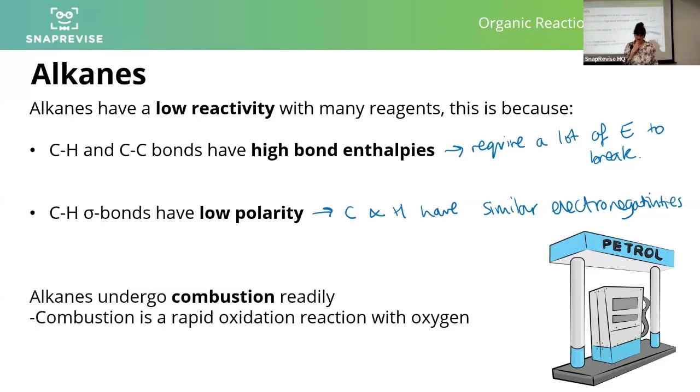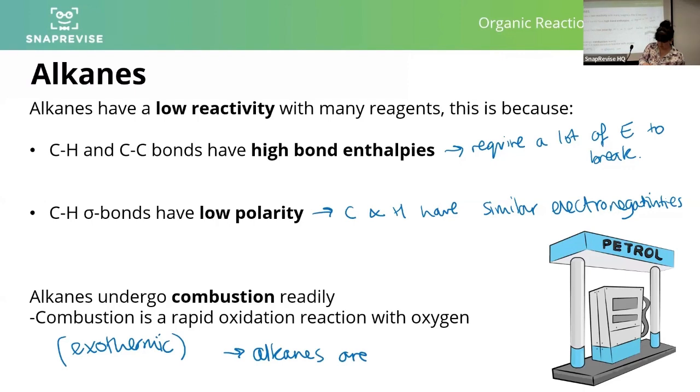They do, however, undergo combustion readily. Combustion is an exothermic process. Exothermic, let's try and spell that right. So lots of energy is released, which means we have quite stable products. That's what drives the reaction, and it's one of the reasons why the reaction happens readily. But it's a rapid oxidation reaction with oxygen, and that's why alkanes are often used as fuels.